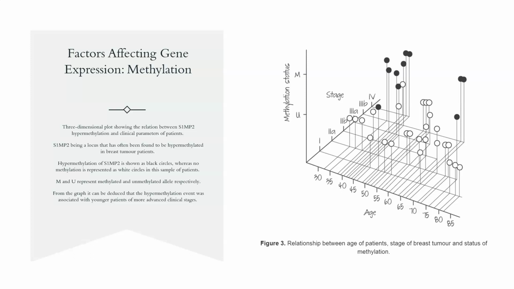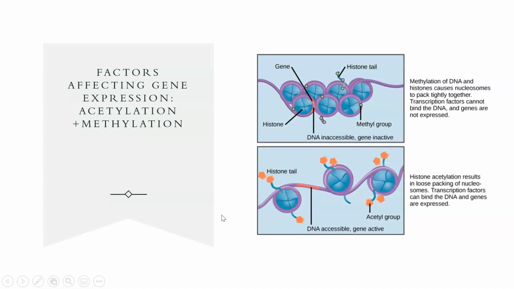From the graph, it can be deduced that the hypermethylation event was associated with younger patients of a more advanced clinical stage. So when you look at your graph, you've got age, methylation status and stage. So generally it's younger and at a more advanced stage. You've got a few outliers here. So when we look again at these factors affecting gene expression, acetylation and methylation, we've just got these 2 diagrams here that really show pictorially these 2 different processes.